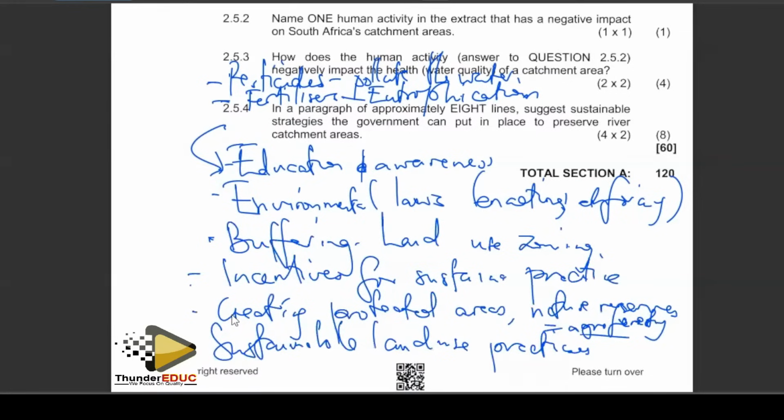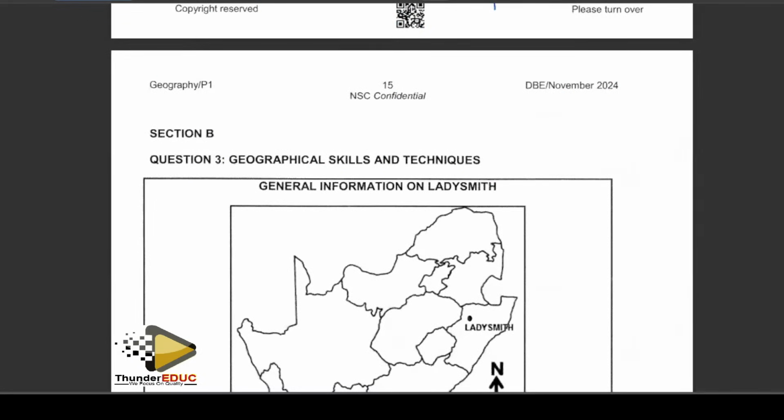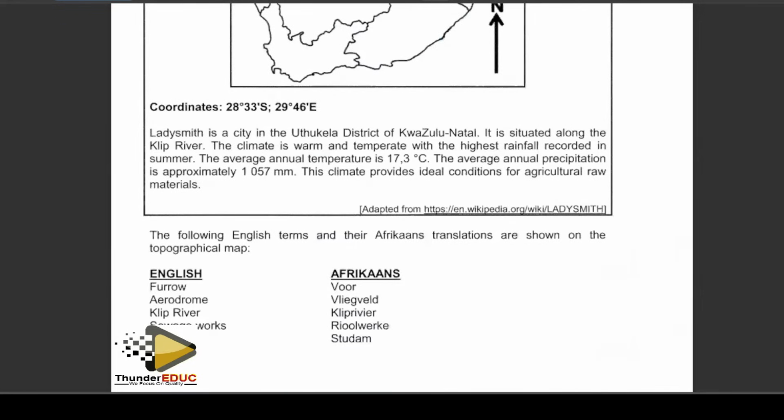Right. So that brings us to the end of section A, which is our theory section. We now go to section B and look at geographical skills and techniques, question number 3. Our map is on Ladysmith, which is typical of a city in the province of KwaZulu-Natal, Uthukela district. The map information is provided there. You can also check the map information. It will help you address some questions. You should not ignore the map information.